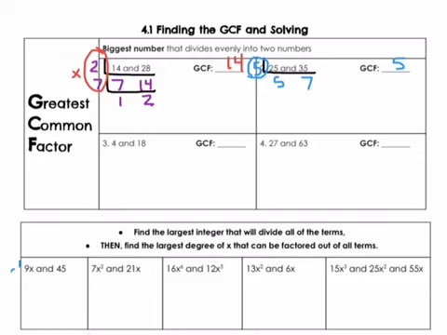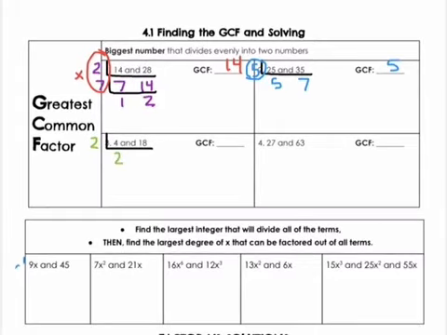And the next one, 4 and 18. So what can we divide 4 and 18 by? They're both even numbers, so we could at least divide them by 2. And then we have 2 and 9. And then we know that we can't divide 2 and 9 by the same number. So your GCF on this one is just going to be 2.